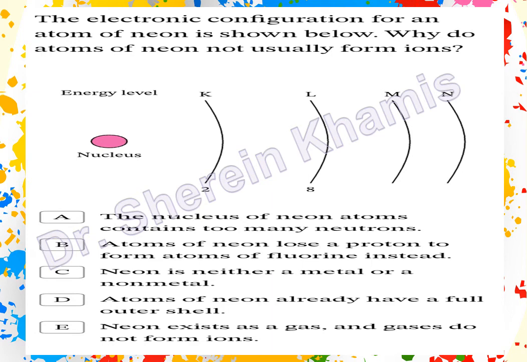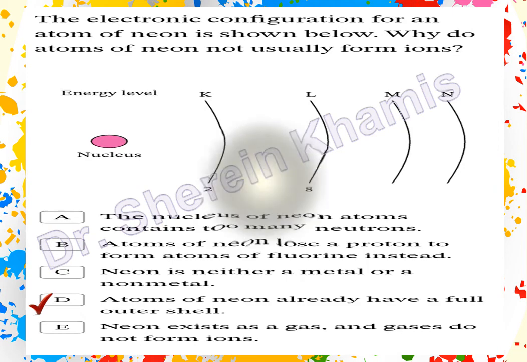So the neon atom has a full outer energy level filled with electrons. What we have here is level L. I said in the previous question that level L, according to the rule, is saturated with 8 electrons. So here we have a full energy level, so it will not lose or gain electrons or make any ions. The charge here equals 0 as it does not enter any chemical reaction. So the atom of neon already has a full outer shell. The right answer is letter D.